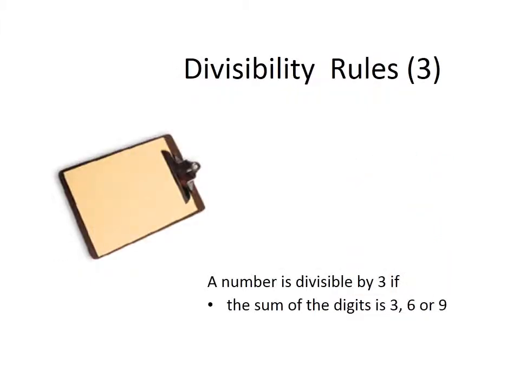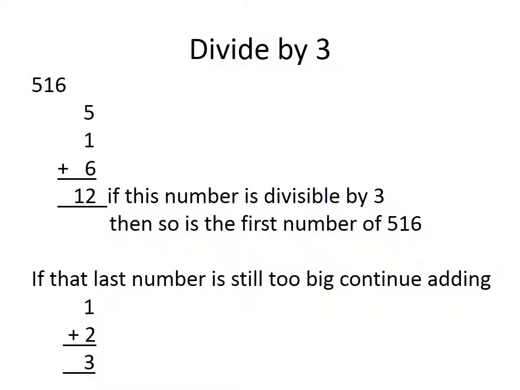Divisible by 3. This is an easy one as well. Did you know that no matter how large the number, all you need to do is add all of the digits together? When you've added them all up, if the sum of the digits is either a 3, a 6, or a 9, then yes, your number will be divisible by 3. Just in case you're not getting this one, let's have a look at an example.